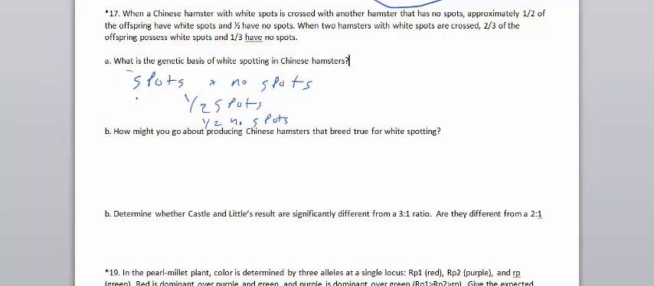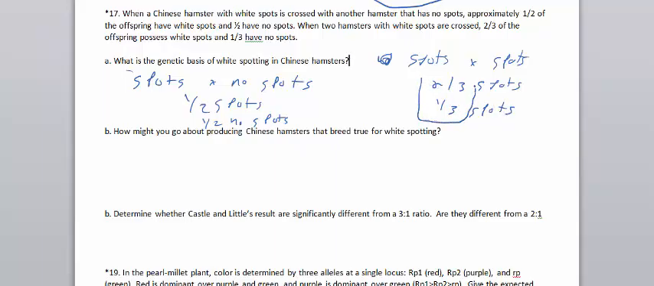Let's say we just don't know yet, because it could be either way. If spots is heterozygous and no spots is homozygous recessive, we get 1-to-1. If no spots is heterozygous and spots is homozygous recessive, we get 1-to-1. So we don't quite know yet. Now with two hamsters with white spots crossed, spots crossed to spots, we get 2/3 with spots and 1/3 without spots. So now we can see that this is a modified version of a 1-to-2-to-1 ratio. We're just missing one of the ones.